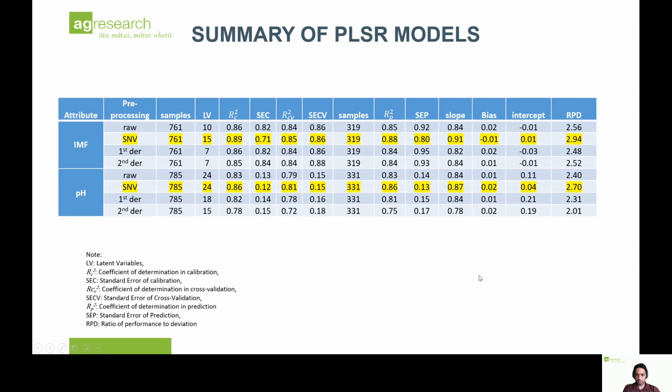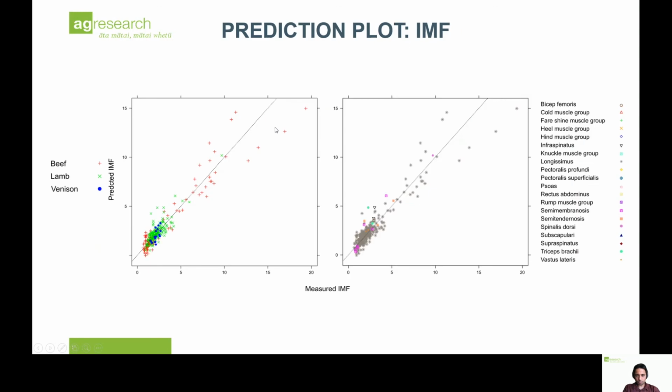Now let us visualize the predictions. So these are the prediction plots. This is the prediction plot for IMF. If you look at this prediction plot on the left hand side, which is color coded based on the meat species, you'll see there's a good spread for beef, as we saw from the reference data as well.